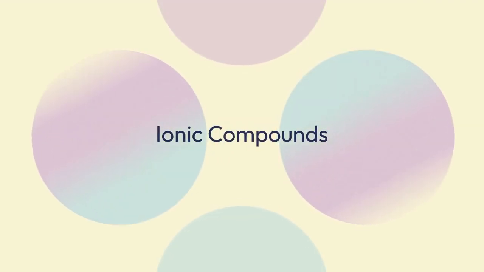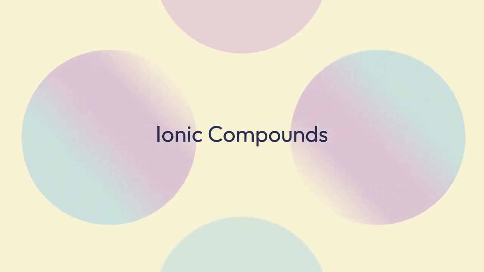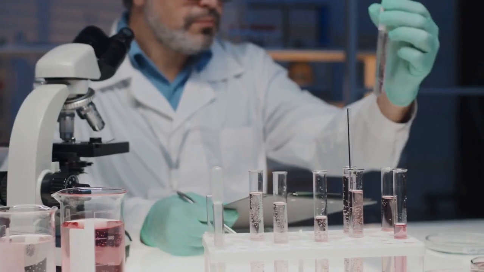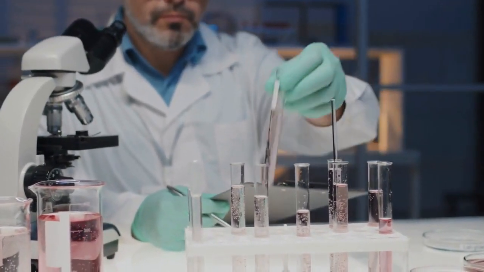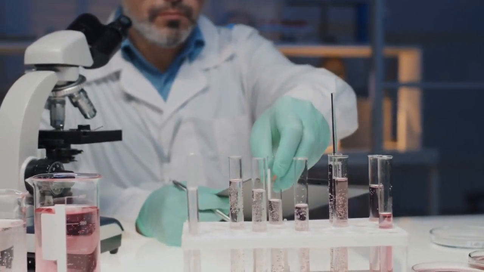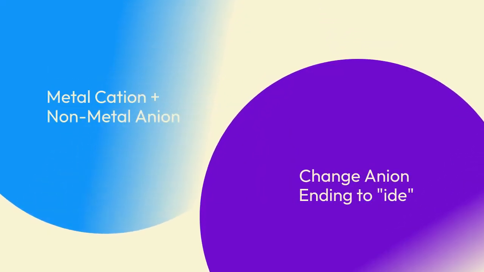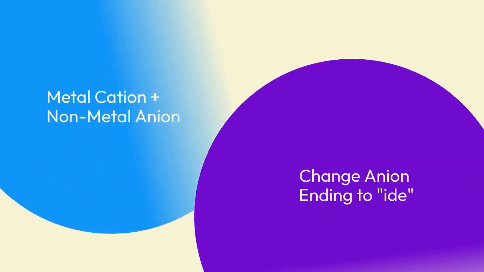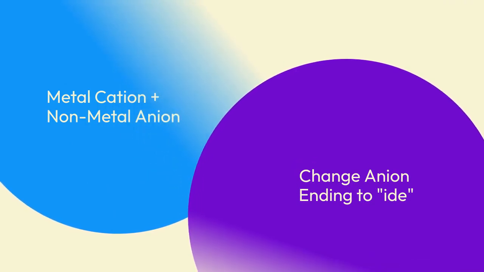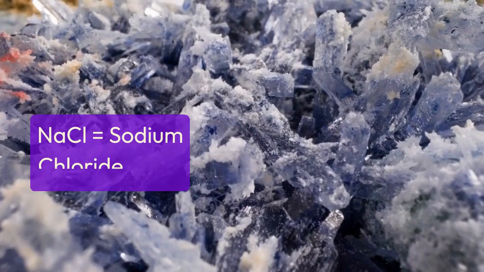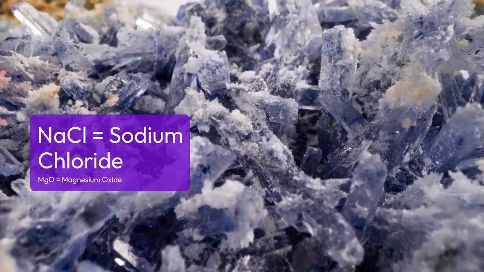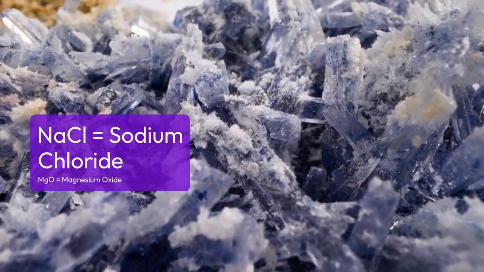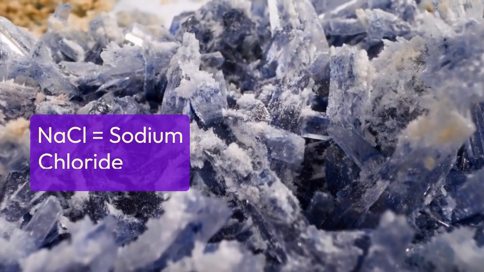First, let's tackle ionic compounds, which involve a metal and a non-metal. The simplest type, often called type 1, involves metals that have a fixed, predictable charge, like those in groups 1 and 2 of the periodic table. For these, you simply name the metal cation first, followed by the non-metal anion, but you change the non-metal's ending to "ide." For example, NaCl is sodium chloride, and MgO is magnesium oxide. It's just the metal name plus the non-metal name with an "ide" ending.